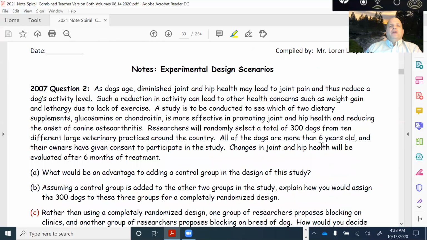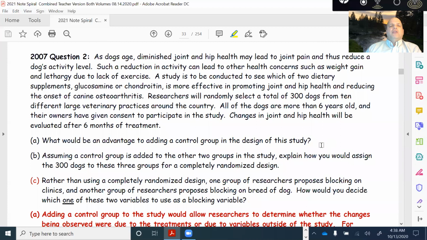All right, so let's put this into context. So we're now on page 33, and we have the 2007 question 2. As dogs age, diminished joint and hip health may lead to joint pain and thus reduce a dog's activity level. Such a reduction in activity can lead to other health concerns such as weight gain and lethargy due to lack of exercise. A study is to be conducted to see which of two dietary supplements, glucosamine or chondroitin, is more effective in promoting joint and hip health and reducing the onset of canine osteoarthritis. Researchers will randomly select a total of 300 dogs. We have 300 dogs for this.